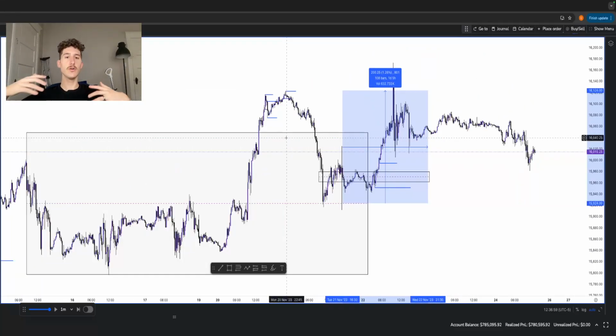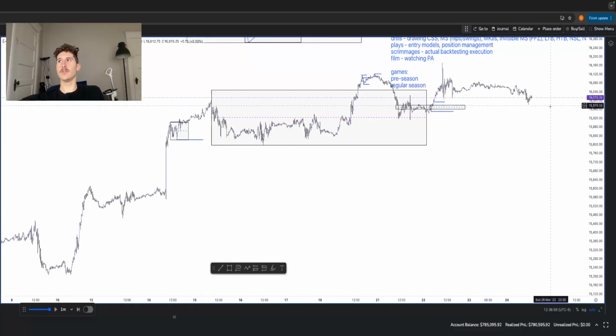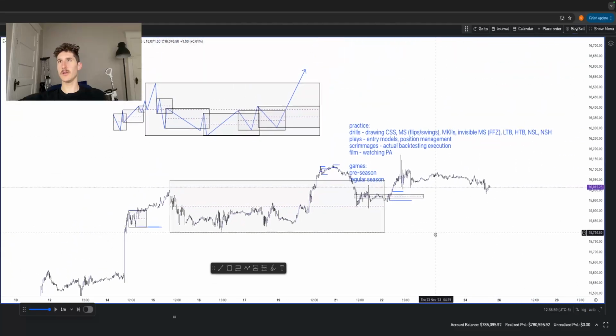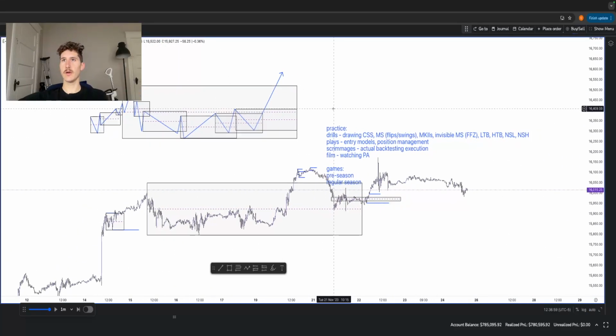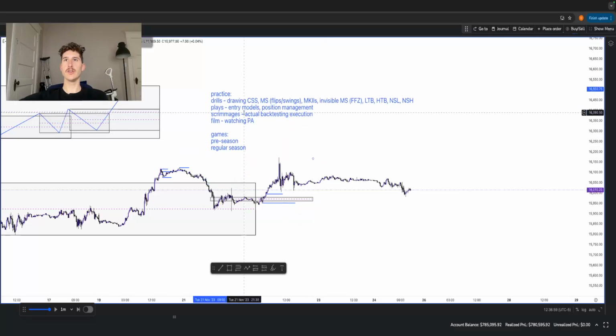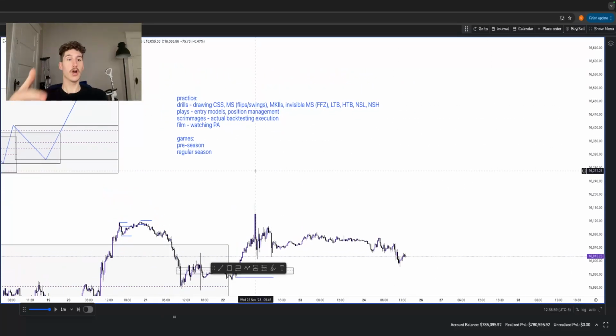Okay, so there's no more mysteries to market structure, obviously, because I'm unveiling the mysteries of market structure. But you have to do the work of exactly what I'm showing you, which is to just draw a market structure and study it like that and understand what's going on. You don't have to change your bias or your understanding of market structure based on what occurs, right? And this is a very important thing in backtesting.